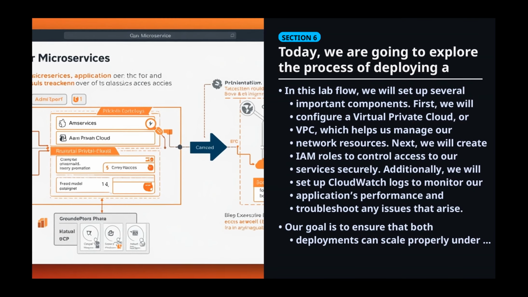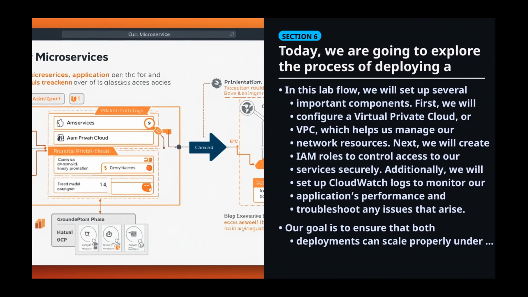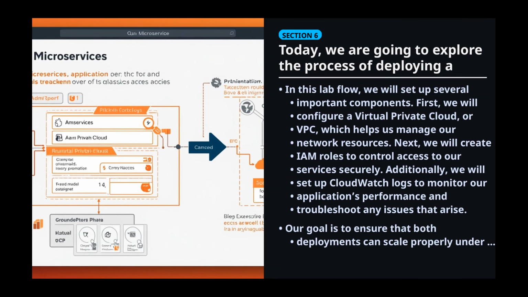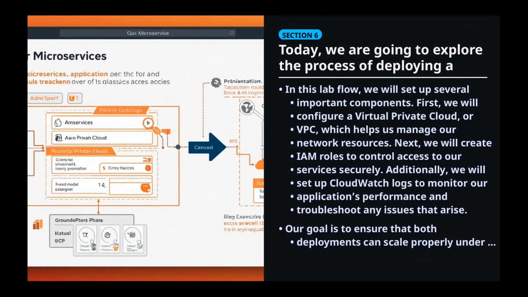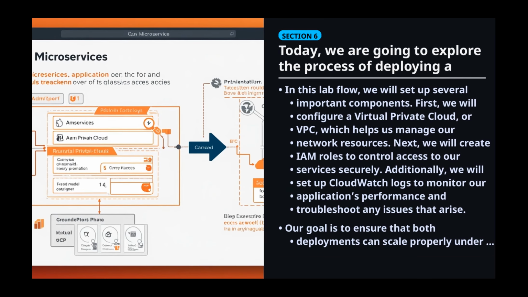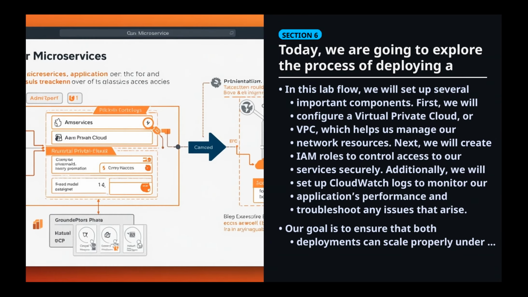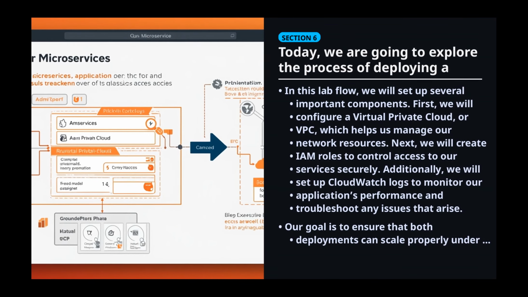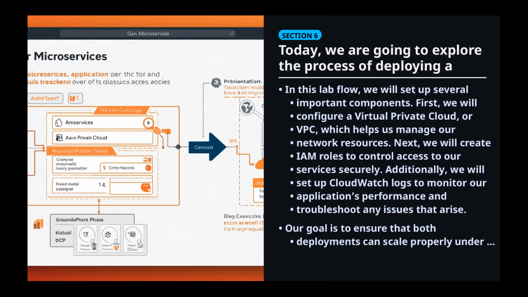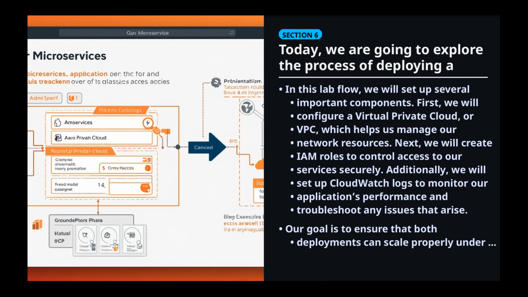In this lab flow, we will set up several important components. First, we will configure a virtual private cloud, or VPC, which helps us manage our network resources. Next, we will create IAM roles to control access to our services securely. Additionally, we will set up CloudWatch logs to monitor our application's performance and troubleshoot any issues that arise. Our goal is to ensure that both deployments can scale properly under load.